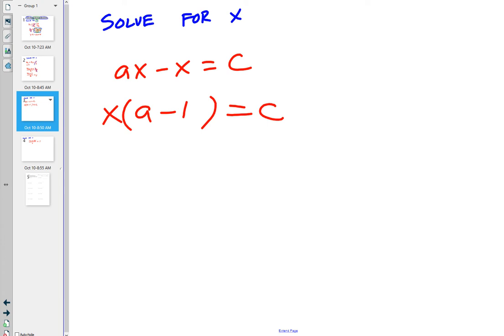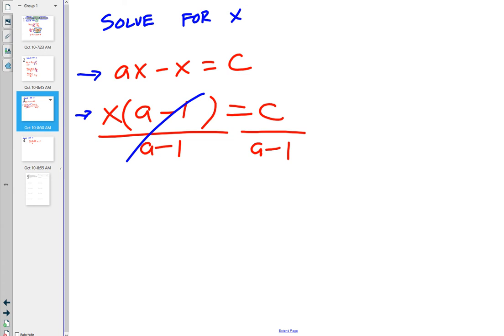The reason why I don't want to distribute, well, how many x's did I start with? 2. How many x's do I have now? 1. So now I can isolate it. How do I get rid of the a minus 1? If this means x times a minus 1, what's the opposite of multiplication? x equals c over a minus 1. But again, you will not see that on a test or a quiz. You will not. No factoring.